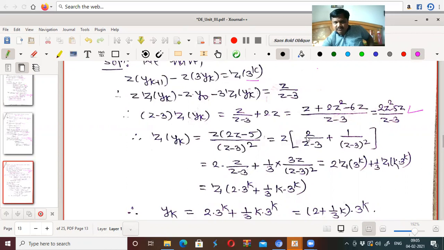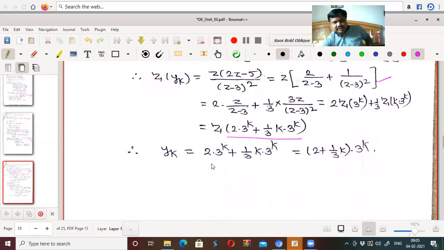That can be written as Z into 2 upon, again by using partial fraction, a upon Z minus 3 plus b upon Z minus 3 whole square, and so on. So we can obtain this type, that is, it is Z transform of 2 into 3 to the power k plus 1 by 3 k into 3 to the power k, and therefore yk equals 2 times 3 to the power k plus 1 by 3 times k into 3 to the power k. You can also again verify this result, whether this satisfies the given equation and given condition or not. Okay, that is the case.